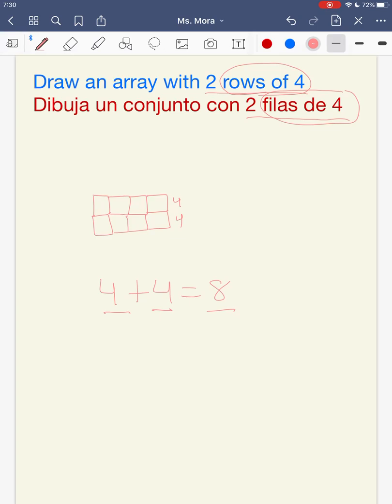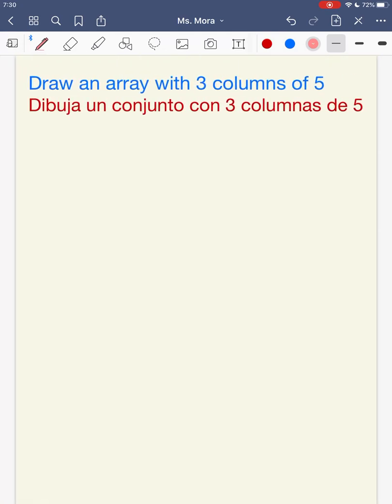Alrighty guys, so should be similar to what we did yesterday. Alrighty, this one says draw an array with 3 columns of 5.